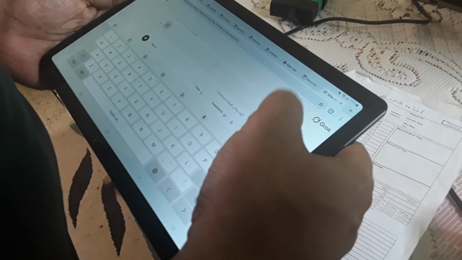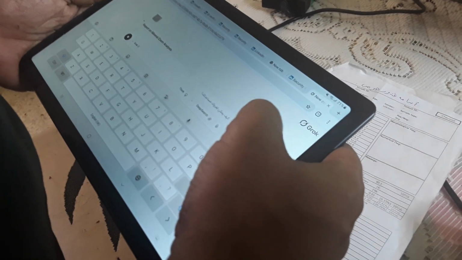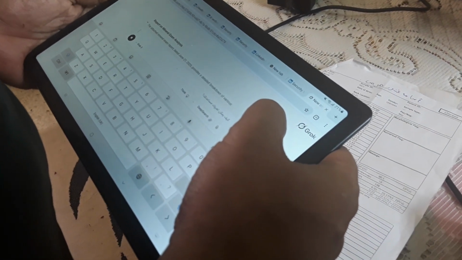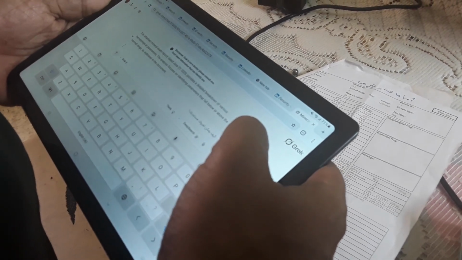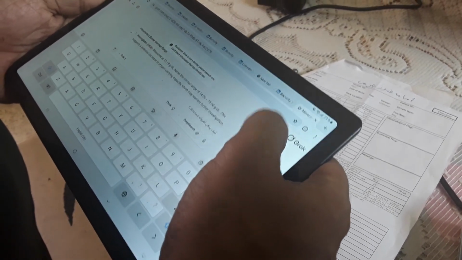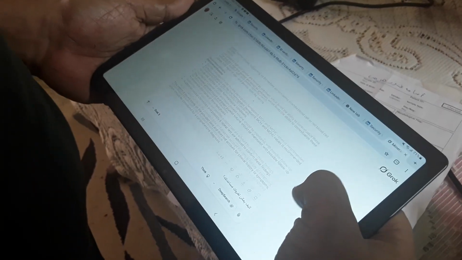Now it's working. I have all the things here. You can read it. All this.